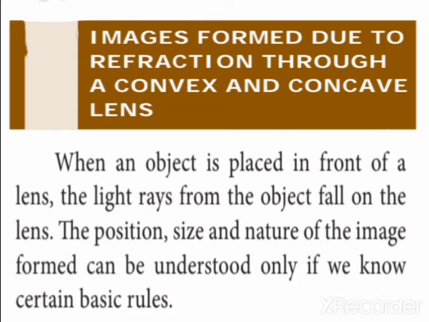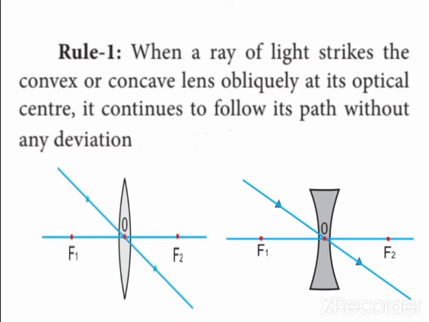So when an object is placed in front of a lens, whether it is a convex or concave lens, the light rays from the object fall on the lens. So the light rays are incident on the lens and finally you get an image. Now what is the position, size and nature of this image? If you want to study the position, size and nature, then you need to understand some of the basic rules. So those rules we are going to see in this session. Okay, so we have three rules. Let us see them one by one.